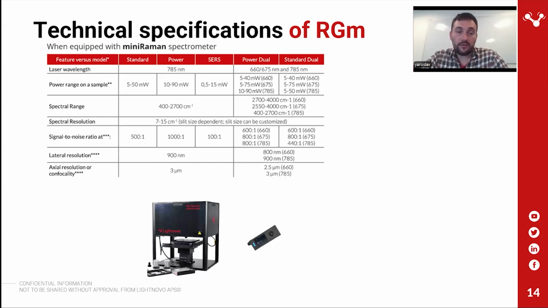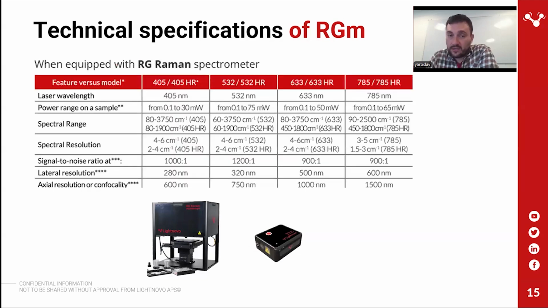The spectral resolution of mini Raman is actually pretty good for such a compact spectrometer. It's 7 to 15 wave numbers. And with the mini Raman spectrometer, you can get a lateral resolution down to 900, 800 nanometers, sorry, and the actual resolution of 3 microns. But what I wanted to say is that this system is a basic configuration in terms of its spectroscopic capabilities. More advanced is RG.